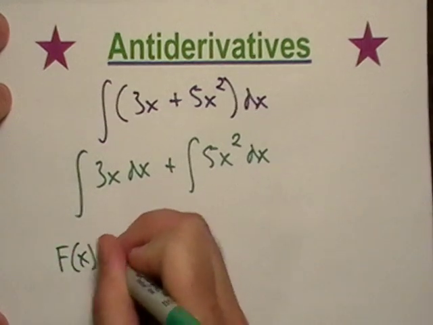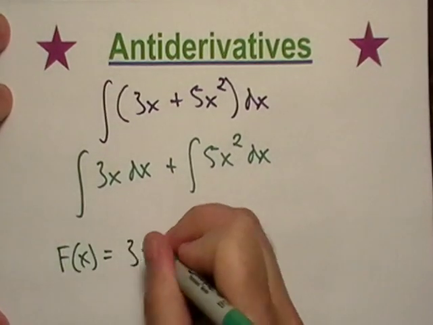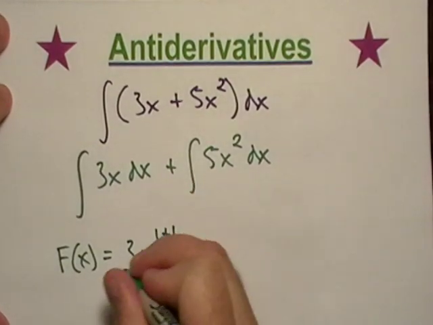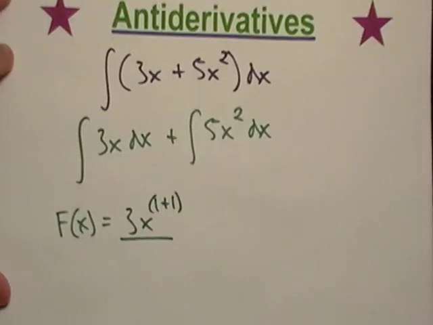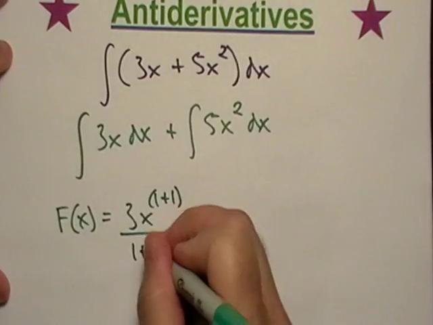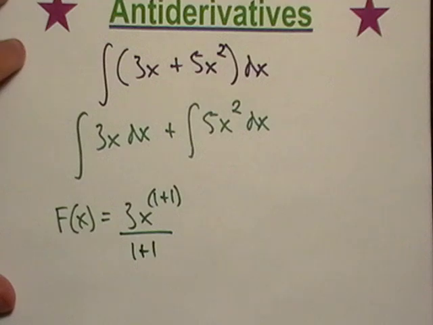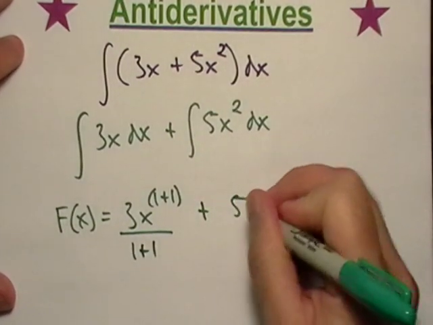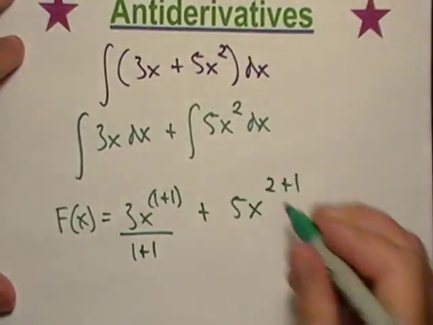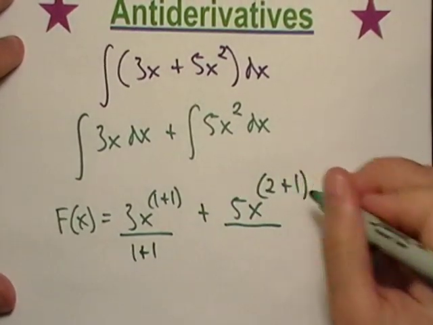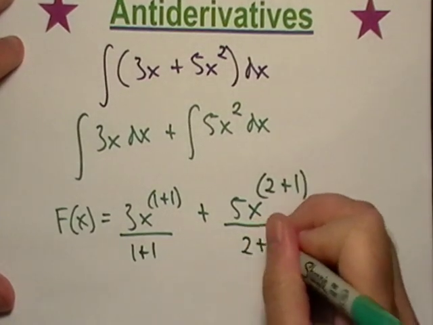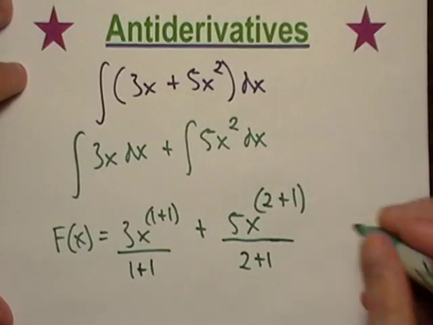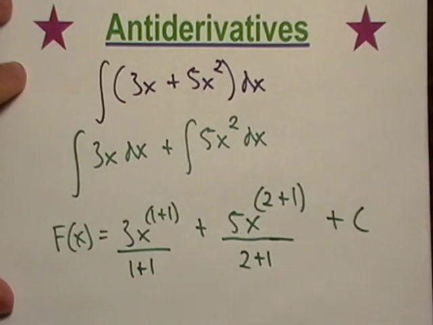So big F of x would be equal to 3. Really, that's just x to the 1, so it's just 1 plus 1. Okay, then we divide by 1 plus 1. And then we're going to add 5 x to the 2 plus 1. I'm just adding 1 to it. Okay, and then we're also going to divide by the same. Okay, and I also want to take my constant. I'm going to put that on there too.